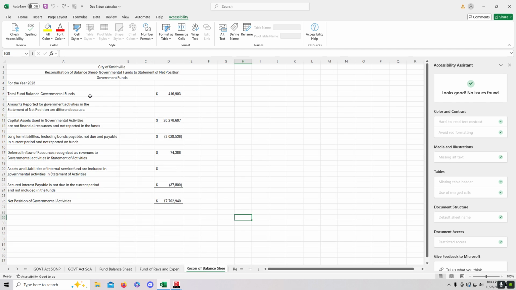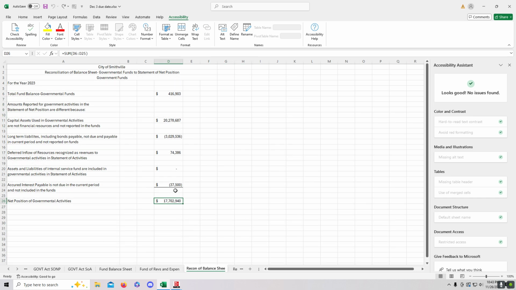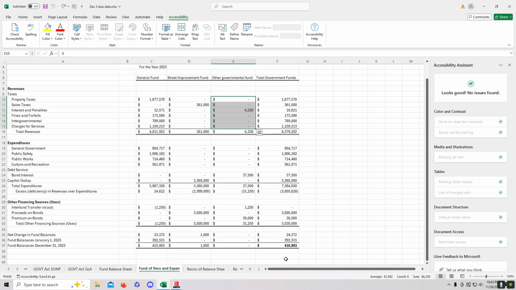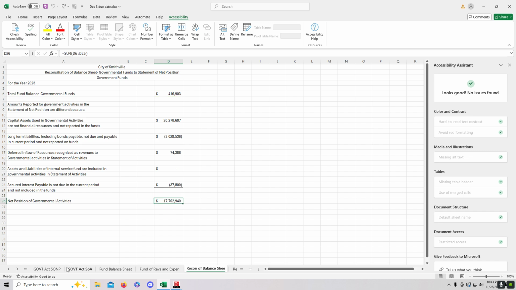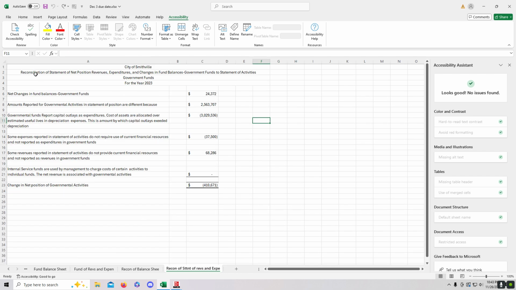Then this is the reconciliation of balance sheets, governmental funds to net position. And this is the total, which is equivalent. Well, this number was gotten from right here. And this number is equivalent to, let me see, to right here. And here is the final reconciliation of statement of net position revenues, expenditures and changes in fund balances, governmental funds to statement of activities.